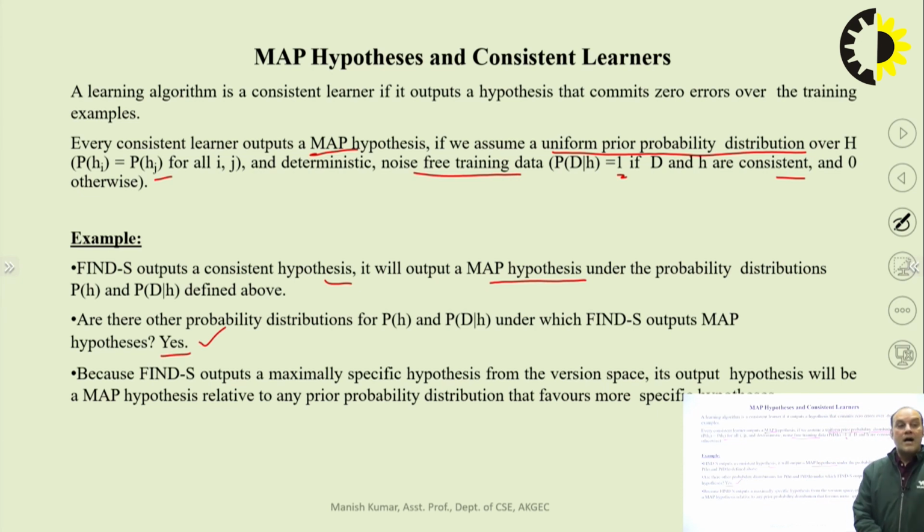Because Find-S outputs a maximally specific hypothesis from the version space, its output hypothesis will be a MAP hypothesis relative to any prior probability distribution that favors more specific hypotheses. Okay? So this is the reason. Because Find-S outputs a maximally specific hypothesis. We have shown there how we can go from specific to general, general to specific hypothesis for a given version space, how we find the output for the particular hypothesis. So the answer is yes.